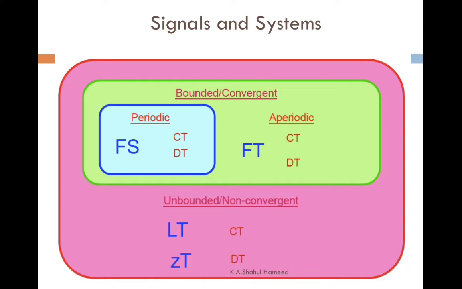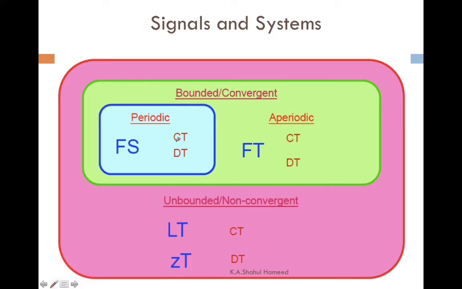Generally, signals and systems will be classified into discrete time and continuous time. Under that, we can say bounded or convergent, unbounded or non-convergent. It's very important to represent signals and systems using different transforms. So, first of all, if the signal and system is bounded and convergent, we may have to use Fourier transform and Fourier series. In particular, if the signal is periodic, then we have to use the Fourier series technique.